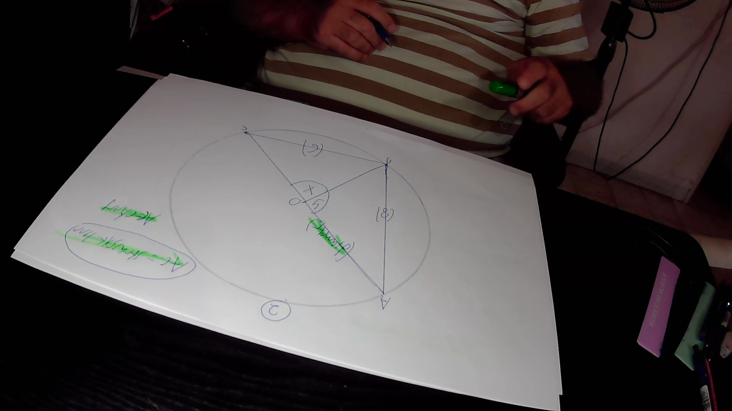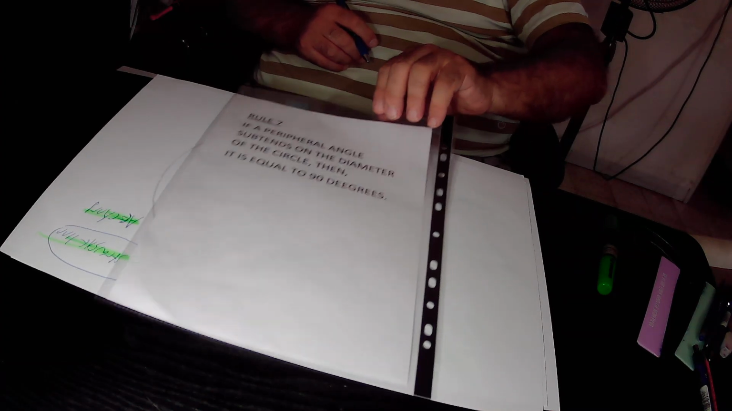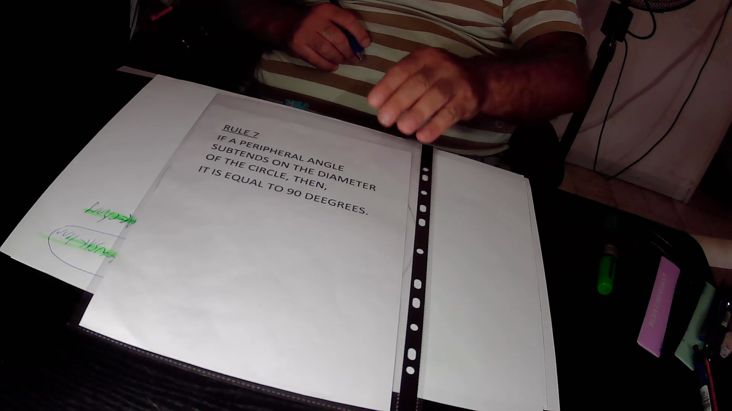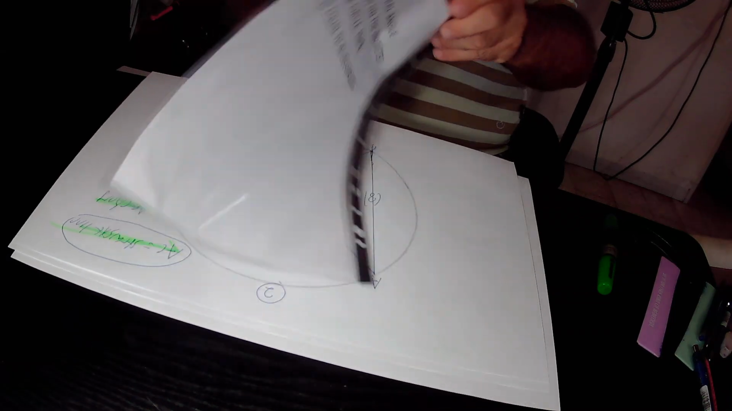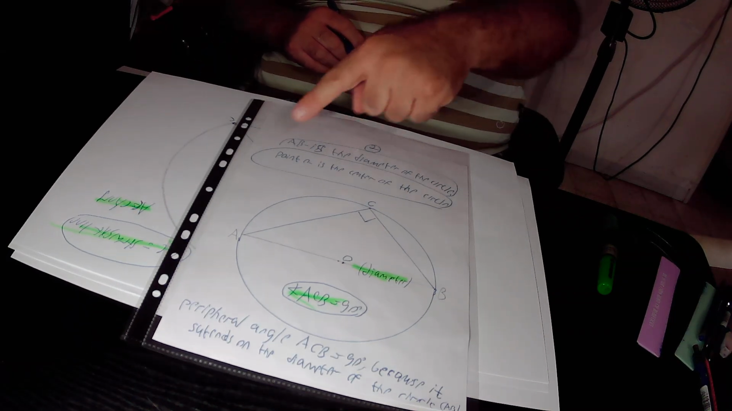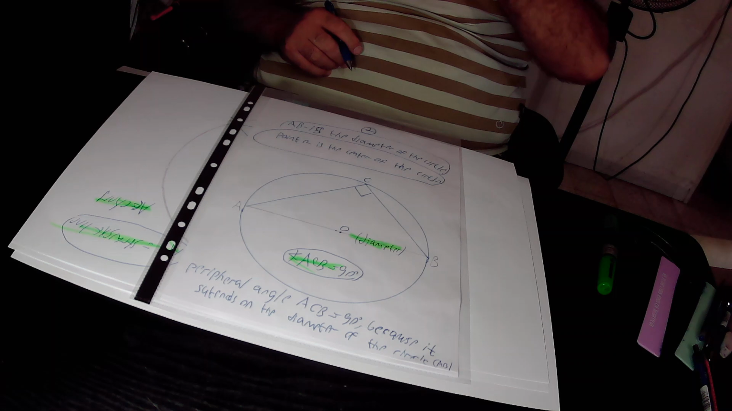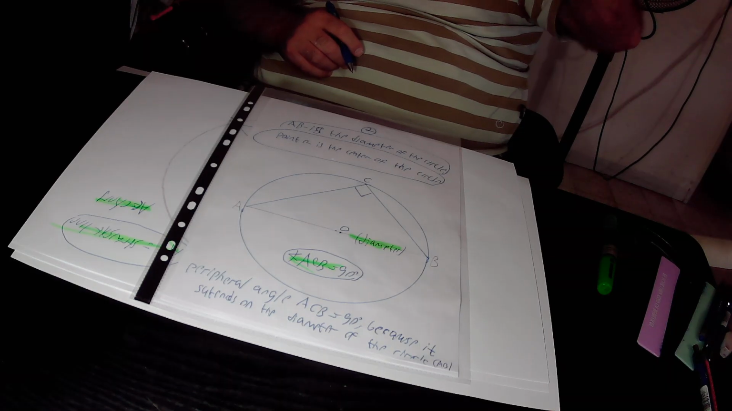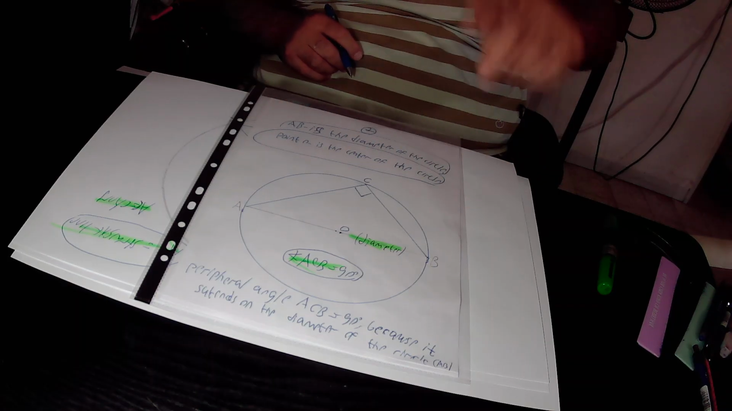Here we can implement Rule 7. According to Rule 7, if a peripheral angle subtends the diameter of the circle, then it is equal to 90 degrees in its size. In the drawing, we have a circle. This is peripheral angle ACB that subtends chord AB, that is the diameter of this circle. And therefore, according to Rule 7, peripheral angle ACB must be equal to 90 degrees in its size because it subtends the diameter of the circle.